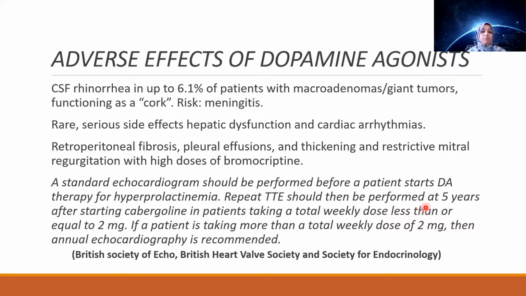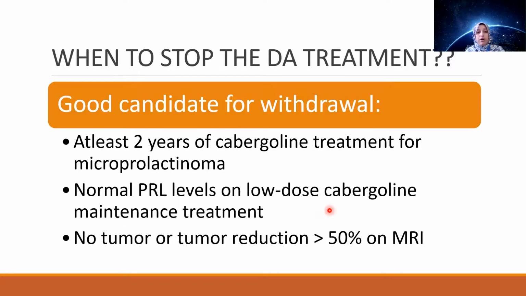Repeat echo should be performed every 5 years after starting the cabergoline in patients taking a total weekly dose less than or equal to 2 milligrams. However, if the patient is taking more than a total weekly dose of 2 milligrams, then echo should be performed annually. So this is a very important recommendation which we need to start practicing in our patients. And if the patient has an underlying valvular heart disease already, then you may consult the cardiologist about how bad it is, because the patient would need dopamine agonist therapy. So a close liaison with the cardiologist would be required.